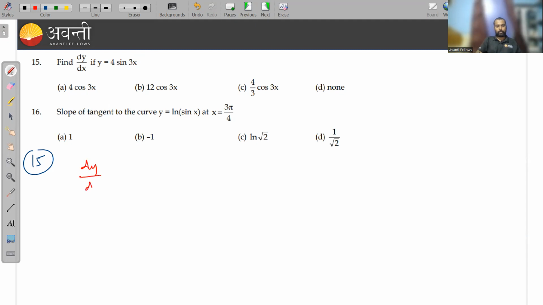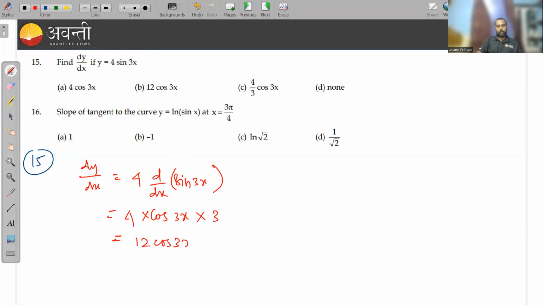So dy by dx will be, 4 is constant, we can take it outside, 4 into d by dx of sine of 3x, right? So 4 into d by dx of sine of 3x is cos of 3x into, using the chain rule again, the derivative of 3x is 3. So 4 into 3 is 12 cos of 3x. So the answer is 12 cos of 3x. Option B is correct.